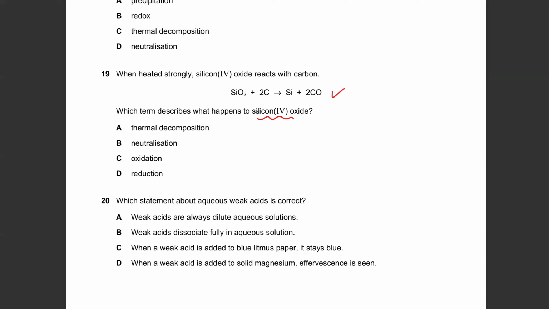It will get over here. It's going to be reduced. You're losing oxygen, so yeah, reduced.